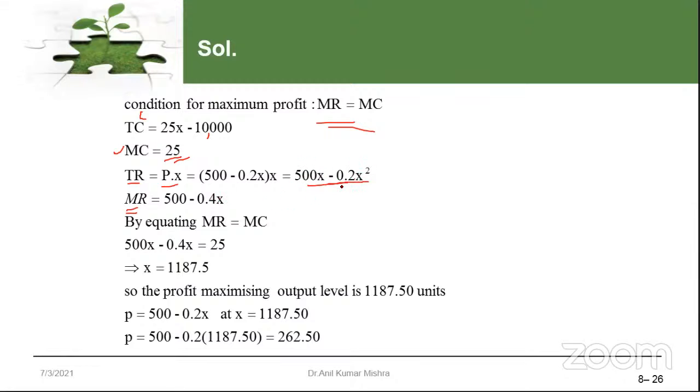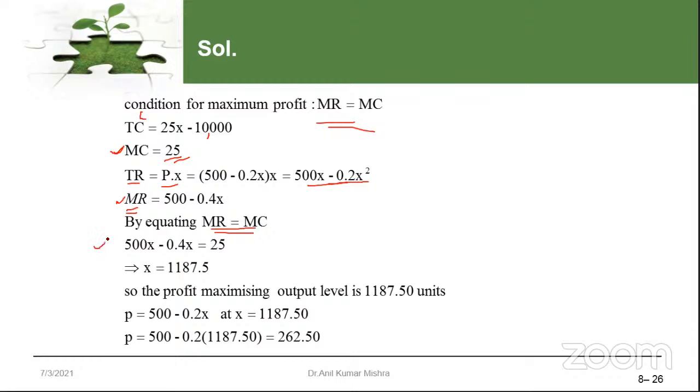And here the power comes to the front in these terms. So 0.2 into 2 is 0.4, and power minus 1, so therefore it will be 0.4x. So we got the marginal revenue and marginal cost. Now what is the condition? The condition of equilibrium is MR equal to MC.